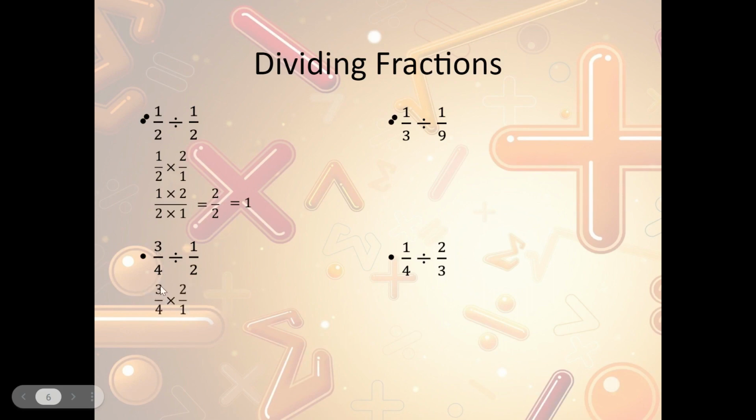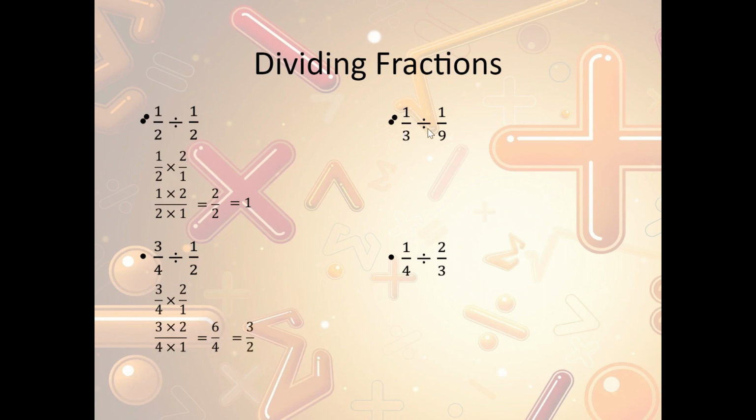Now we multiply across. So we get 3 times 2 and 4 times 1. Well, 3 times 2 is 6 and 4 times 1 is 4. Again, we look to see if there's anything in common. There's a 2 in common in both the numerator and denominator. So we'll divide both the top and bottom by 2. So 6 divided by 2 is 3 and 4 divided by 2 is 2. So we get 3 over 2.